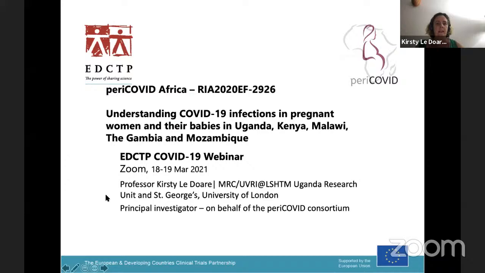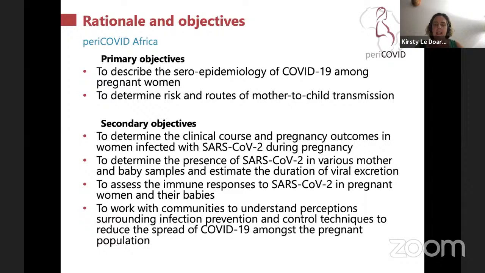So Peri-COVID Africa is primarily looking at seroepidemiology of COVID-19 infection amongst pregnant women across the continent, and also looking to understand risks and routes of mother-to-child transmission. Originally, it was thought that women were at no higher risk of COVID-19 infection than their non-pregnant counterparts. But data is beginning to emerge that in a few cases, women can be very severely affected.